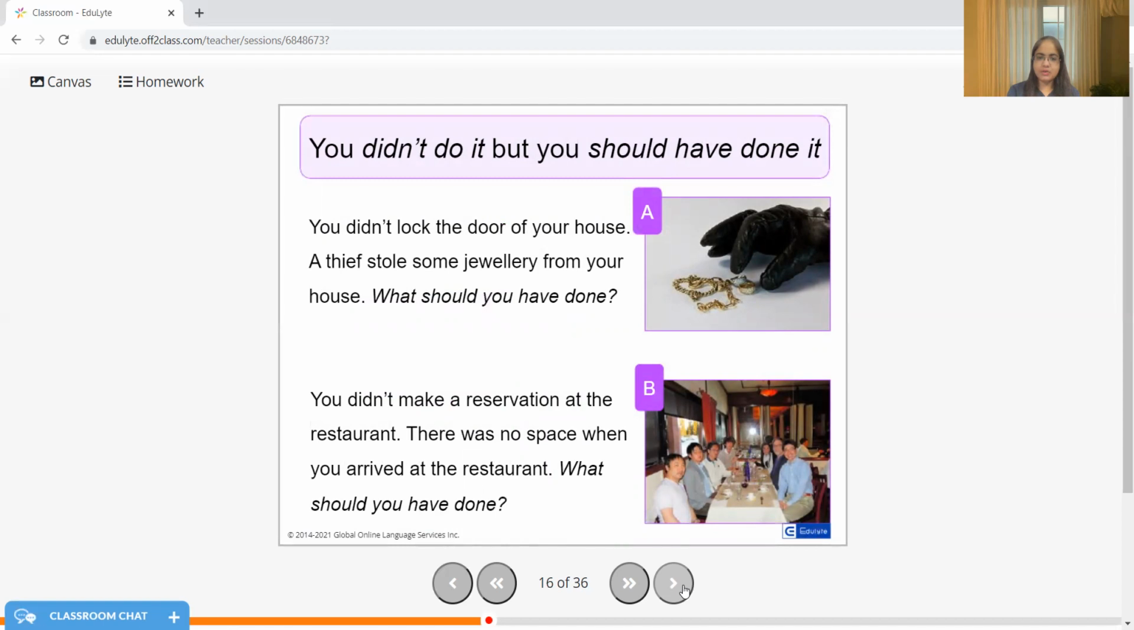You did not make a reservation at the restaurant. There was no space when you arrived at the restaurant. What should you have done? You should have made the reservation in advance. You should have checked some other hotel for a backup, or maybe you ought to be responsible when taking up such events.